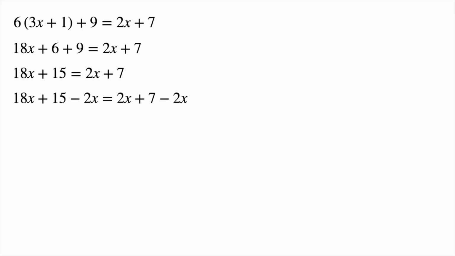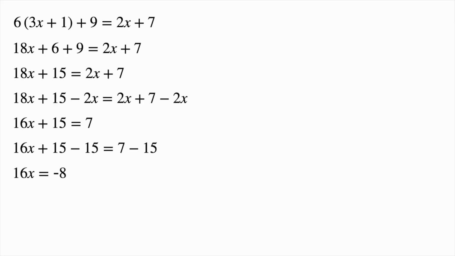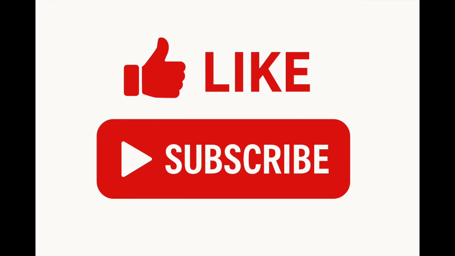18x minus 2x equals 16x on the left side of the equation. And on the right side of the equation, 2x minus 2x equals 0, and that removes it. Now we will subtract 15 from both sides of the equation, because we want to keep the teeter-totter balanced, as we want to get all the numbers to the right side of the equation. On the left side of the equation, 15 minus 15 equals 0, which removes it. And on the right side of the equation, we have 7 minus 15, which is negative 8.